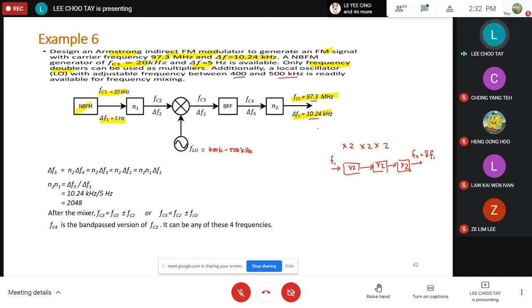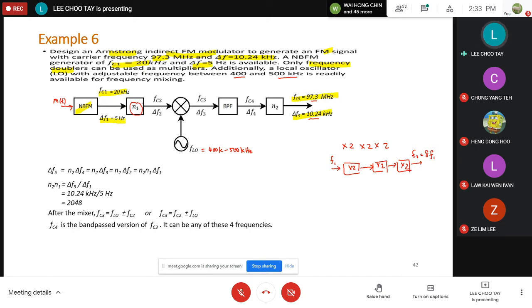Okay, so as far as the Armstrong indirect FM modulator is concerned, this diagram basically shows you the standard block. We're going to pass our signal, let's say m(t), into a narrowband FM modulator, to give us the narrowband FM signal. Then we do a multiplication on the FM signal. This is our first stage multiplier, stage 1 multiplier. I call it N1.